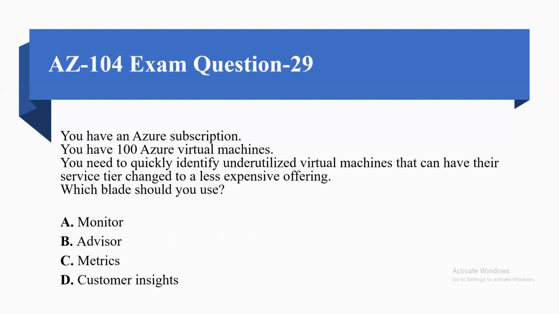Coming to the next question, you have an Azure subscription. You have 100 virtual machines. You need to quickly identify underutilized virtual machines that can have their service tier changed to a less expensive offering. Which blade should you use? Option A, Monitor; option B, Advisor; option C, Metrics; option D, Customer Insights. And the correct option would be option B, Advisor.